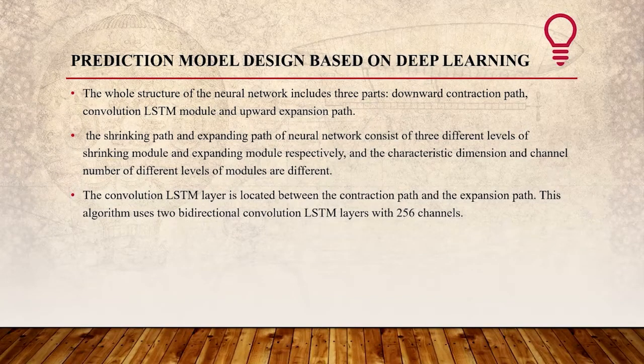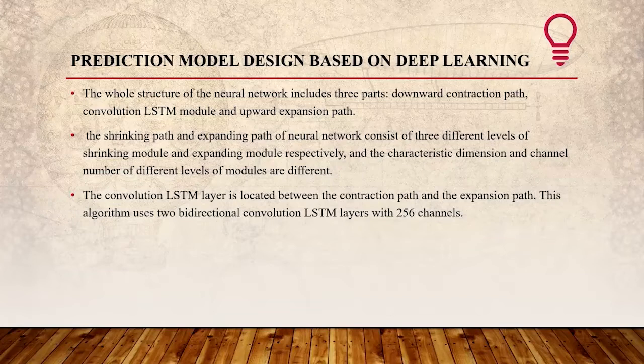Because the y-axis dimension of the input data block is 8, the proposed neural network is equivalent to 8 parallel U-Net neural networks. It is proposed that the shrinking path and expanding path of the neural network consist of 3 different levels of shrinking module and expanding module respectively, and the characteristic dimension and channel number of different levels of modules are different. Each shrinking module contains a residual module and a pooling layer.